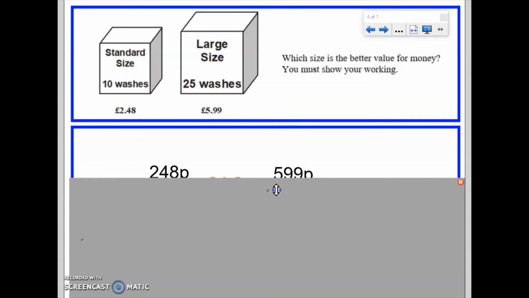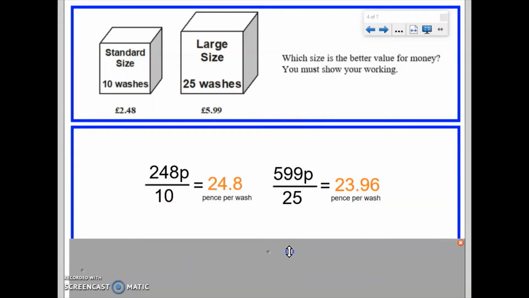Okay, so here's my working out. Looks like this. So again, for each question, I've changed my cost into pence because I know that the answer I'm going to be dealing with is going to be in pence. 248 pence divided by 10 tells me that the price per wash is 24.8 pence. So price divided by quantity of 10. So the price for 1 wash is 24.8 pence with the standard size.